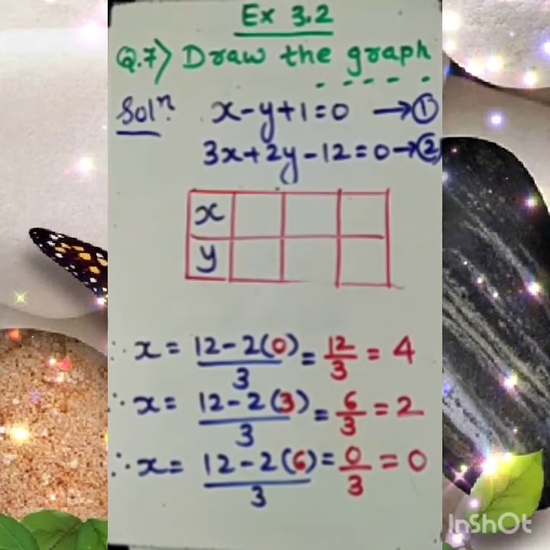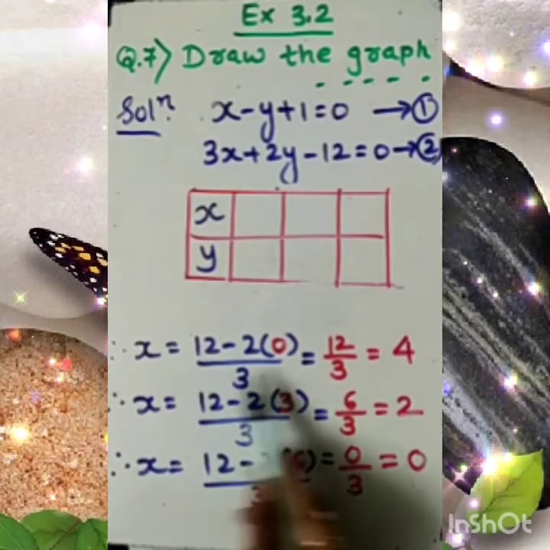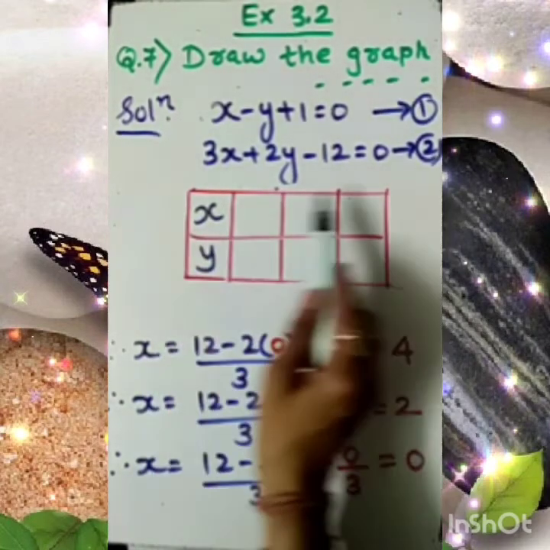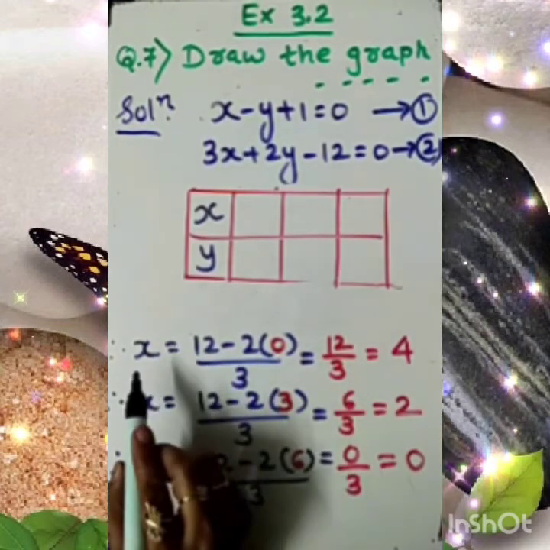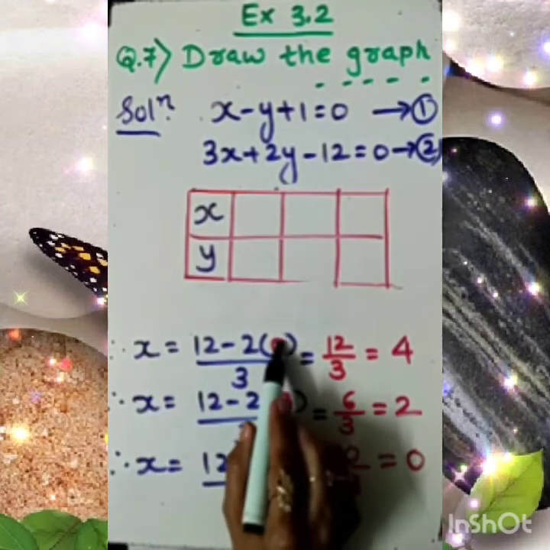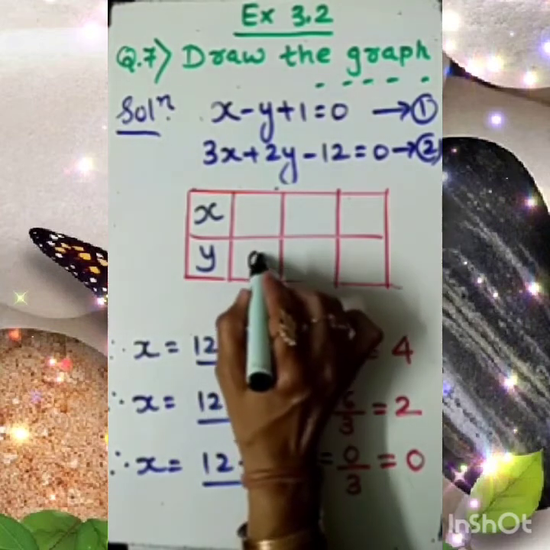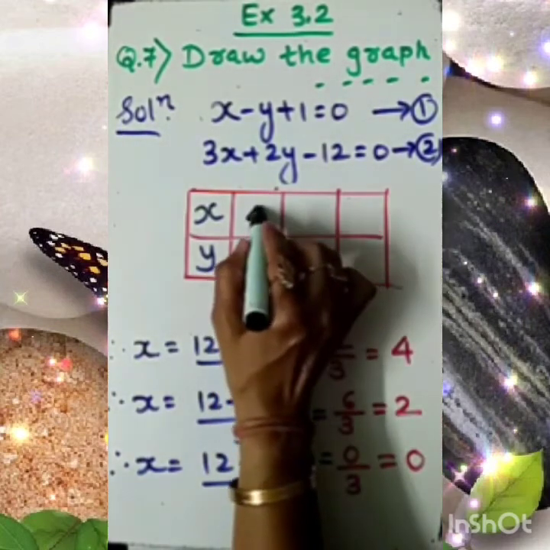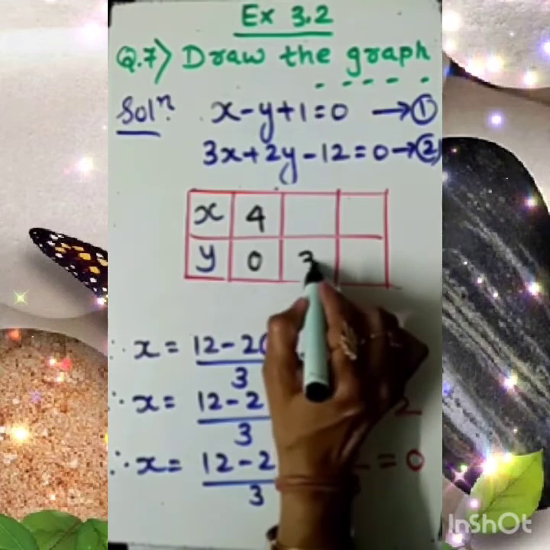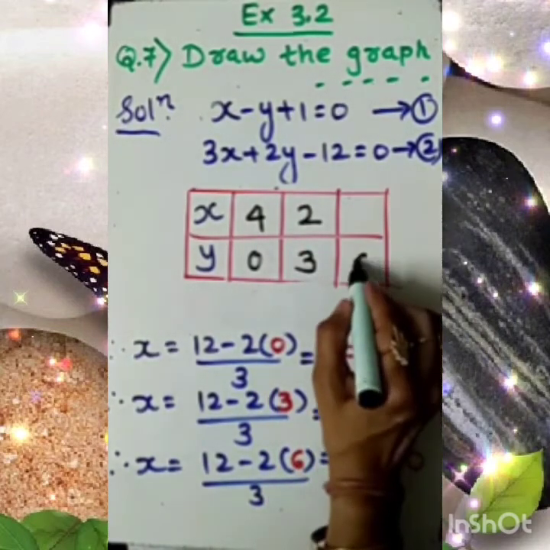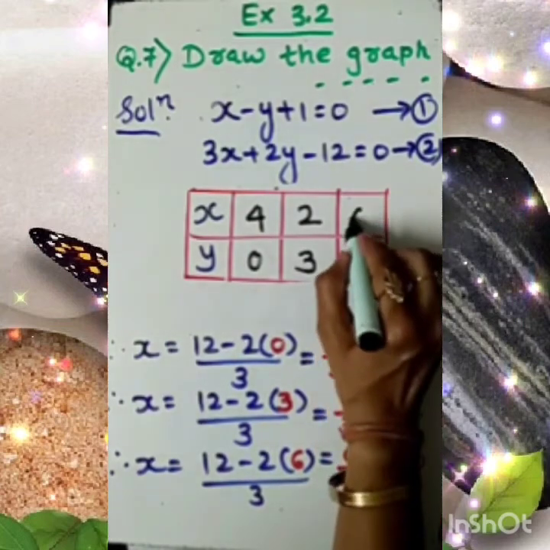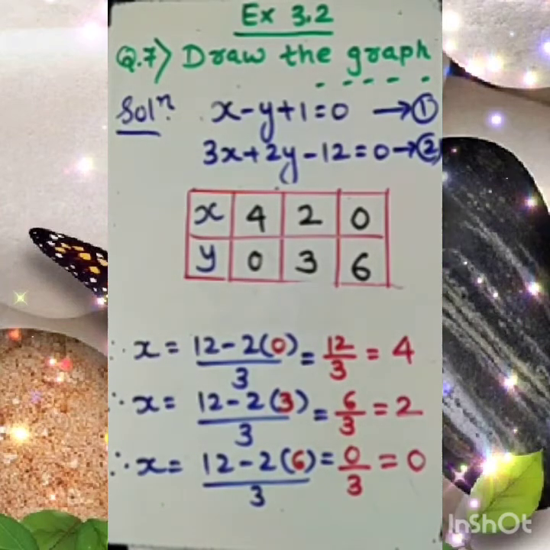So, the linear equation second, already we got this point. Now this is the table. I have kept it ready. Now let's put the values. You can see here, first we have chosen 0 as y and the value of x is 4. Then we chose 3 as y and got the value 2. Then I have here 6. The result is 0.